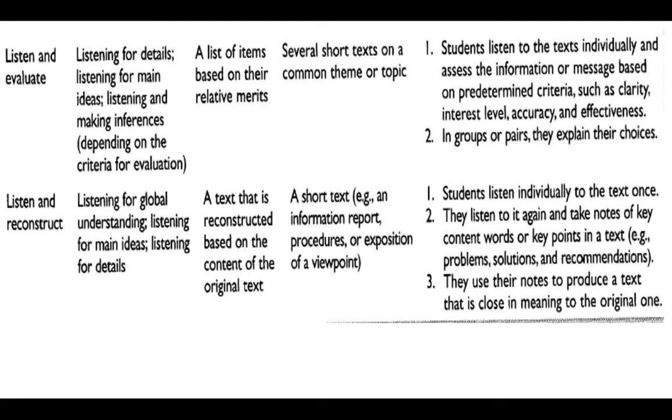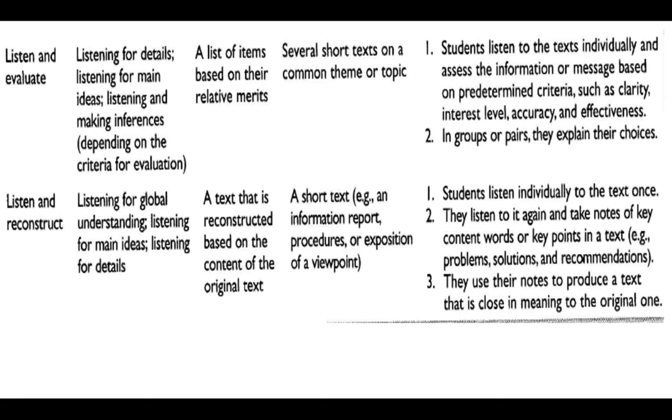What do they think about the clarity of the text? Was it clear enough? Was it interesting or not? At what level of interest does this listening text fall? And then, was it accurate? Was it effective? Do you understand? They have to evaluate, to rate. And you can put this rating into a table form with a number. So for clarity, we've got 1, 2, 3, 4, 5, 1 being the lowest in clarity and 5 being the highest in clarity.